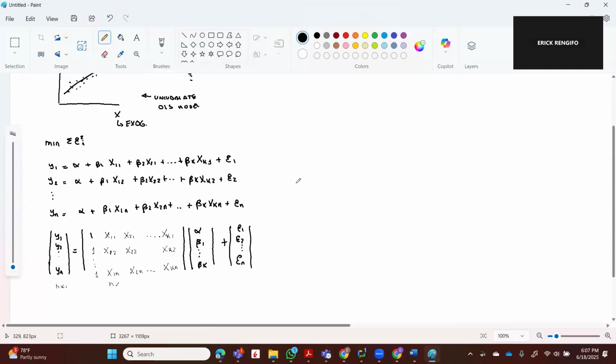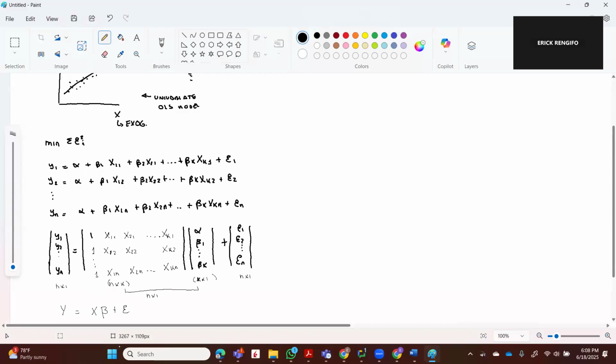This is going to be an n times k that multiplies a k times 1, and this is going to be an n times 1. If you multiply these two matrices, guys, indeed you have an n times 1, so everything is n times 1. In matrix notation, this is going to be equal to y equals x beta plus my error. Got it?